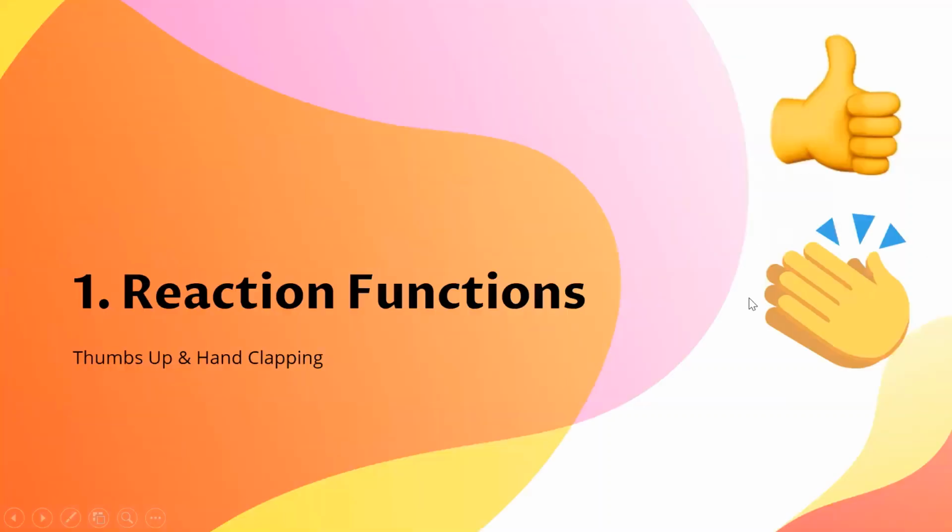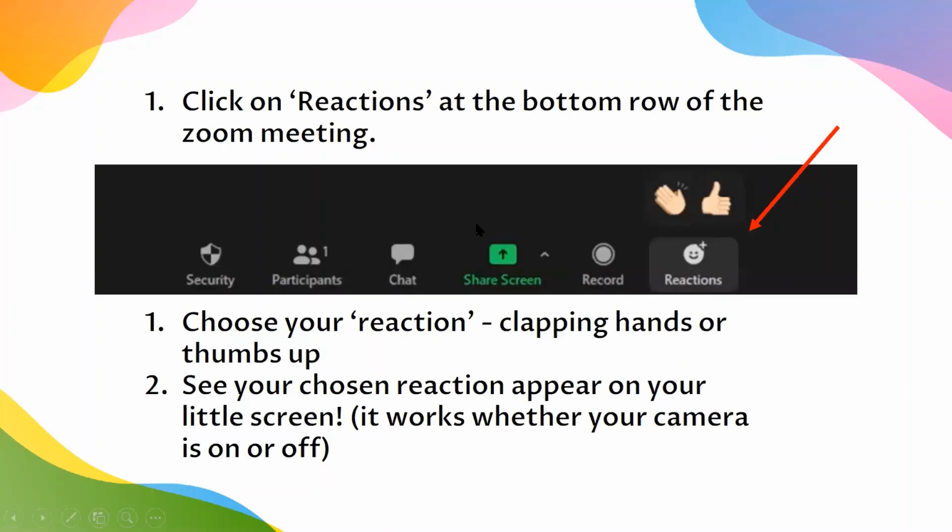Okay, first one, reaction functions. Reaction function basically means thumbs up and hand clapping. So first one, you need to go to the bottom of your screen, press reactions, and then you can choose your hand clapping or thumbs up, and then you can see this icon appear at the side of the screen. So can you try that now?